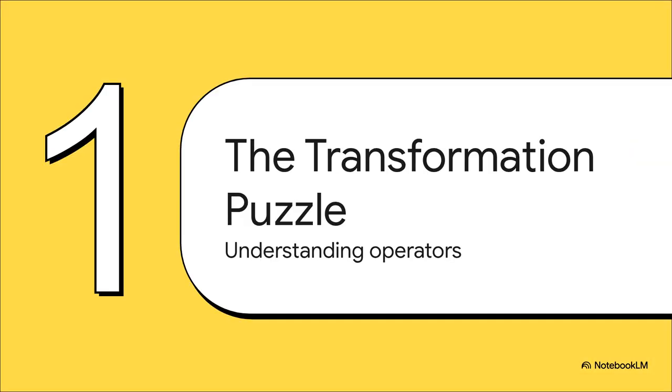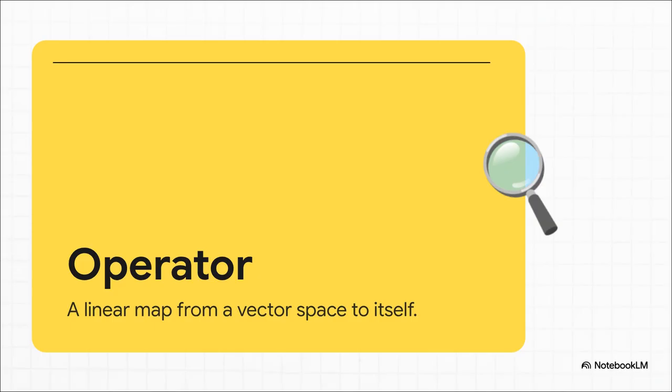Okay, first things first. We've got to meet the main character in our story today, the operator. You can think of an operator as just a transformation machine. You put a vector in, and it gets stretched, shrunk, rotated, or sheared, and it spits out a new transformed vector. Now, for most vectors you put in, the output looks completely different. It's pointed in a new direction, it's a different length. It's this apparent chaos that we're trying to find some order in.